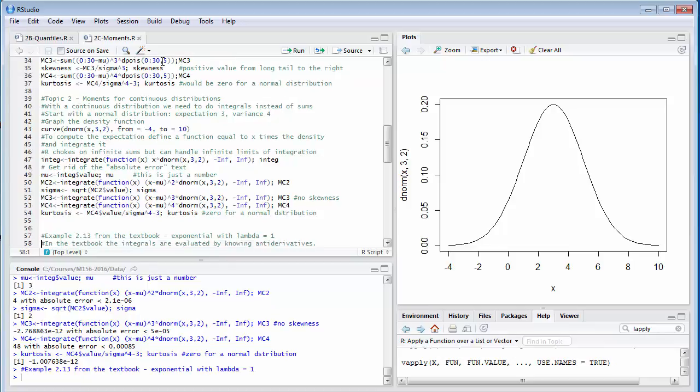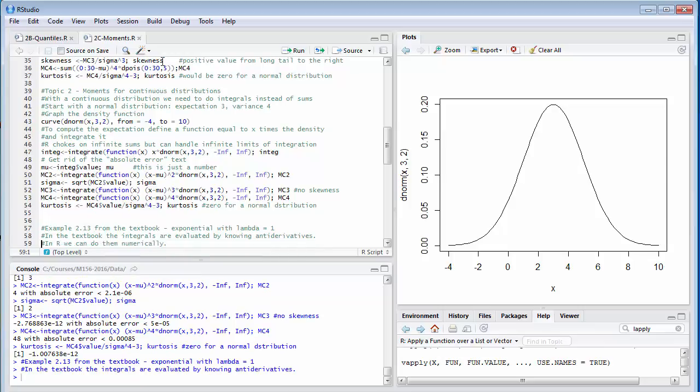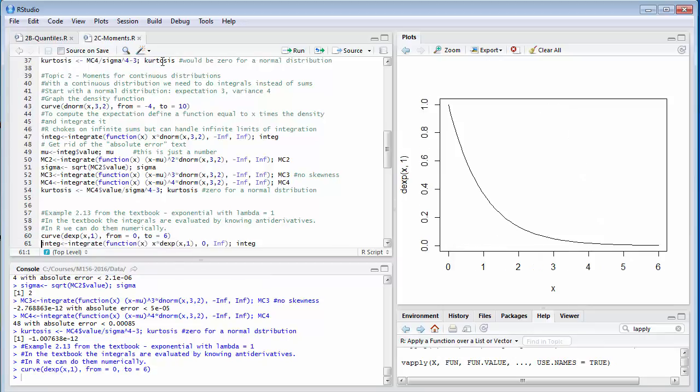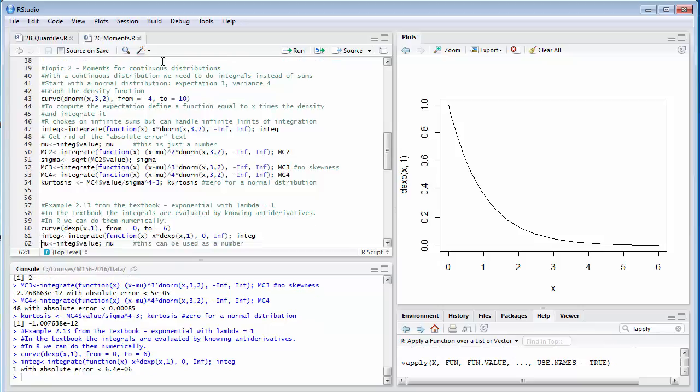Another example that's done in the textbook is the exponential distribution with lambda equals 1. This is done in the textbook by antiderivatives, which were in turn evaluated by integrating by parts an unpleasant number of times, but we can do them numerically. Let's plot this density function from 0 to 6. Let's define a function which is x times this density function, integrate it from 0 to infinity. We get 1. That's what's to be expected.